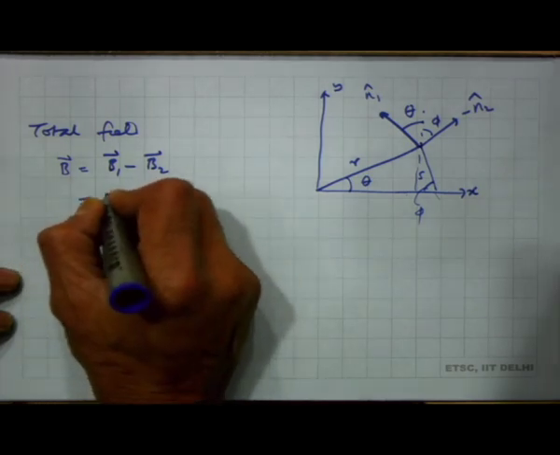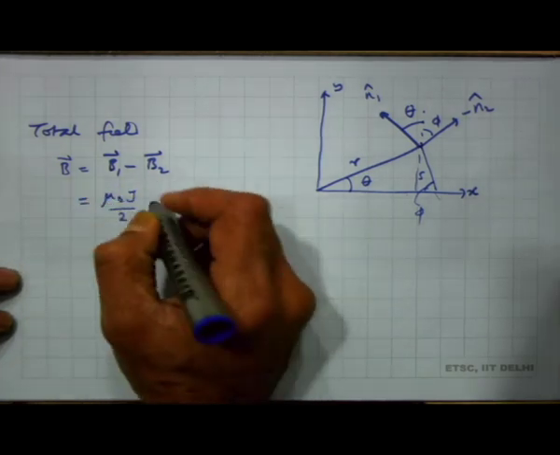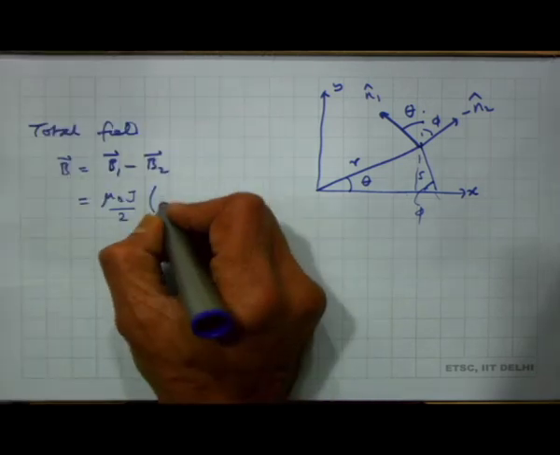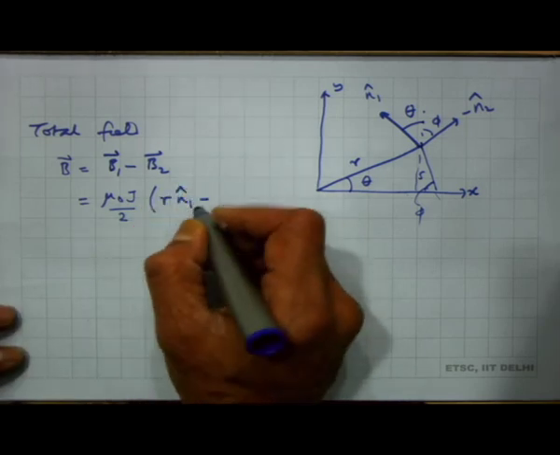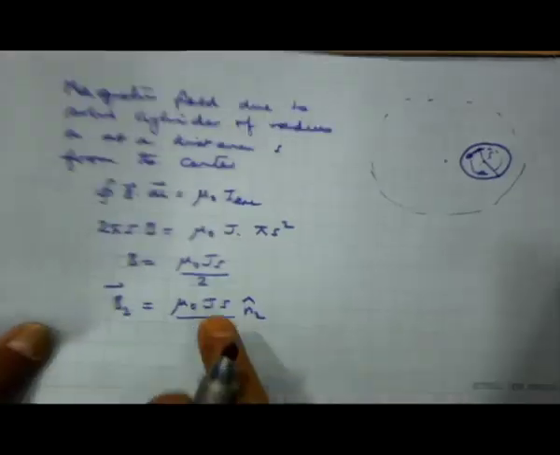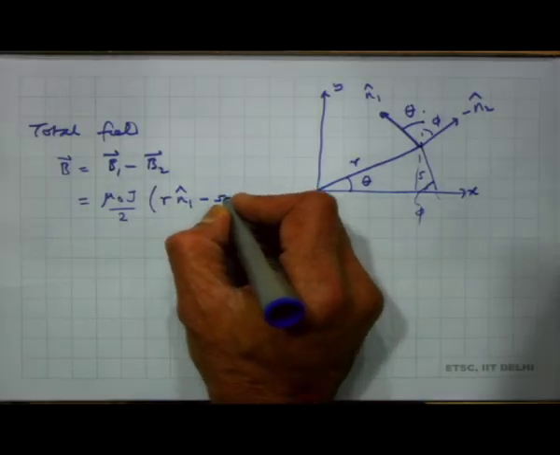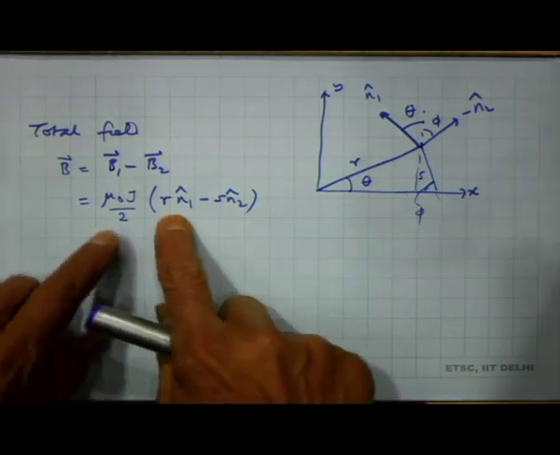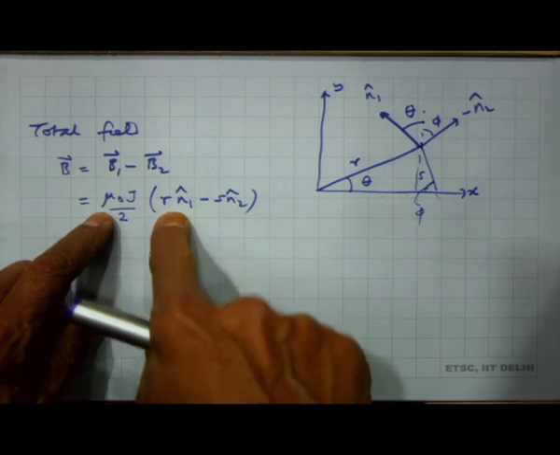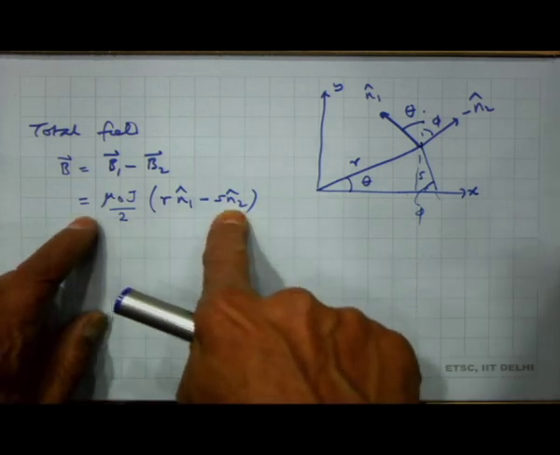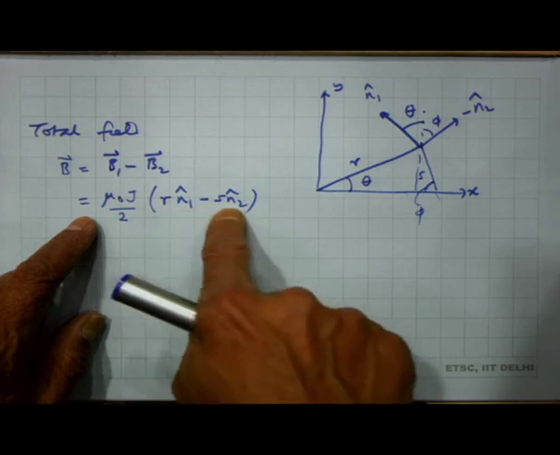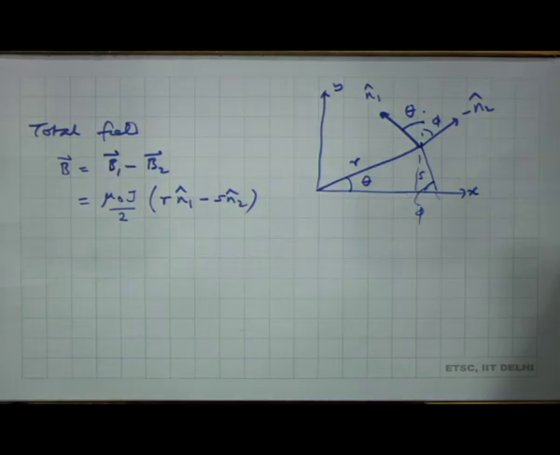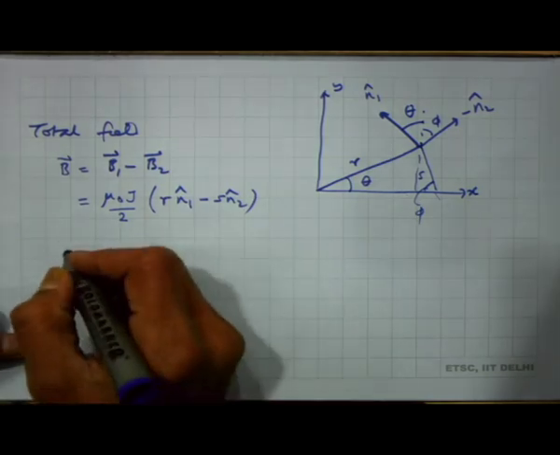So, which is nothing but mu naught j by 2 into, now B 1 is R n 1 cap minus B 2 has S n 2 cap. So, the total magnetic field is, this is the magnetic field produced by the solid conductor without the hole, this is the magnetic field produced by a conductor of radius a corresponding to the hole. So, if I remove that component, that magnetic field portion, I will get the magnetic field produced by the conductor with the hole. So, now let me write in terms of components.